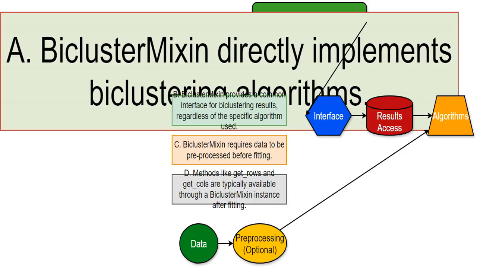That statement is incorrect. The BiclusterMixin class itself doesn't perform any biclustering. It's more of a blueprint for how biclustering results should be structured and accessed. Think of it like a toolbox. It doesn't contain the tools, the algorithms, but provides a standard way to organize and use them.